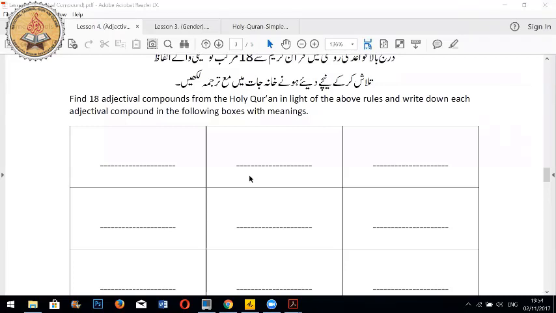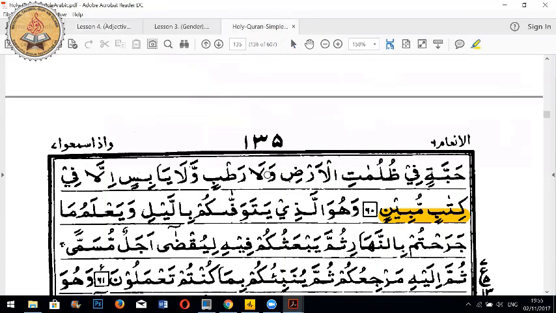So some examples have been found by the attendees so far. Five, six, seven examples have been given. Before we move to the next page, I would like to first choose one page from the Quran and then find only two examples of adjectival compounds, which I mentioned in the beginning. Now, can you choose a page? Page 200. Well done.